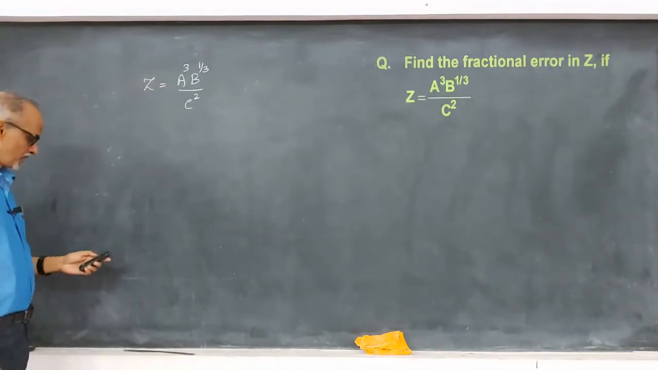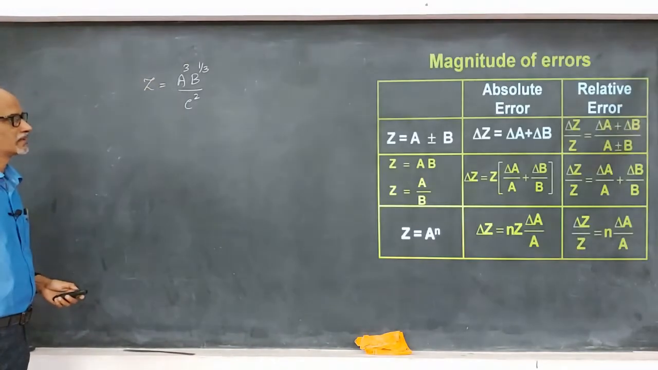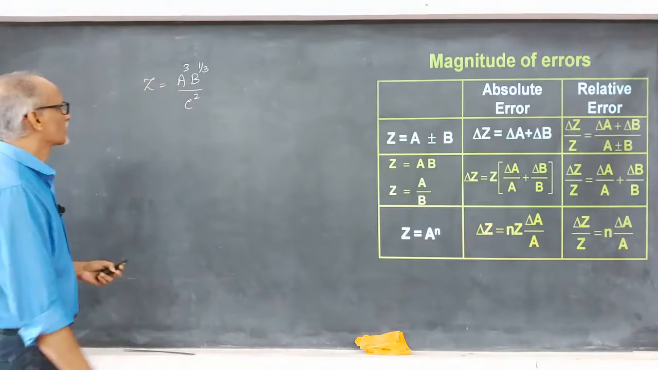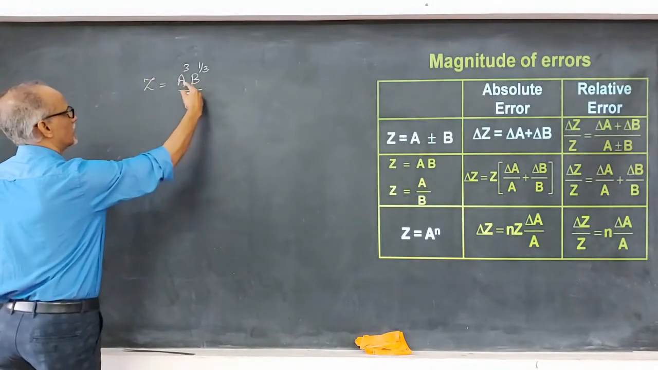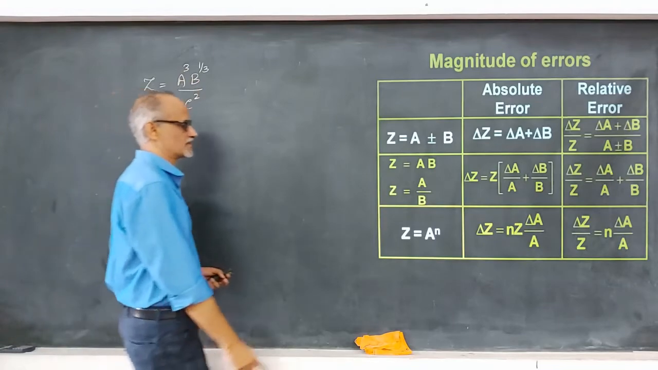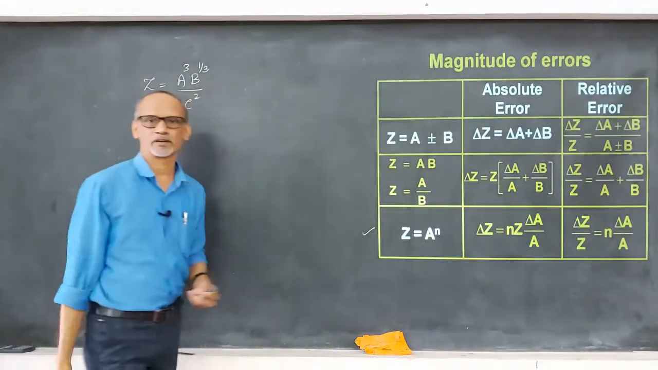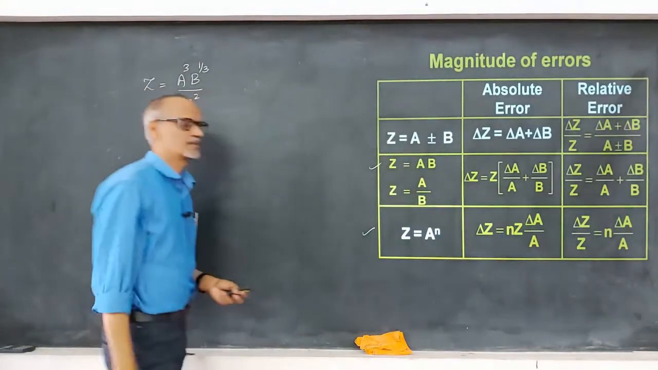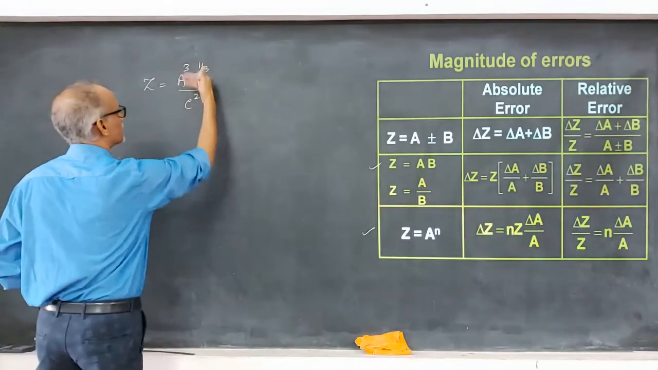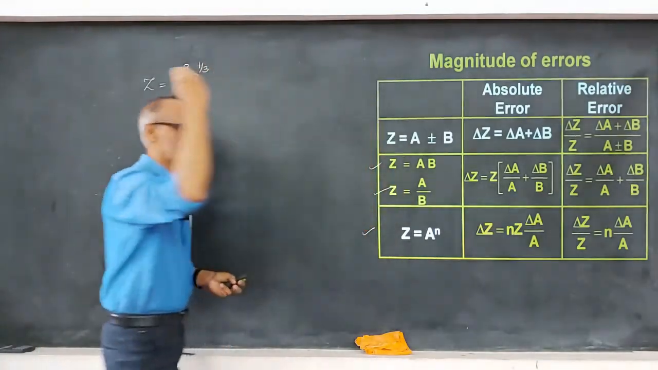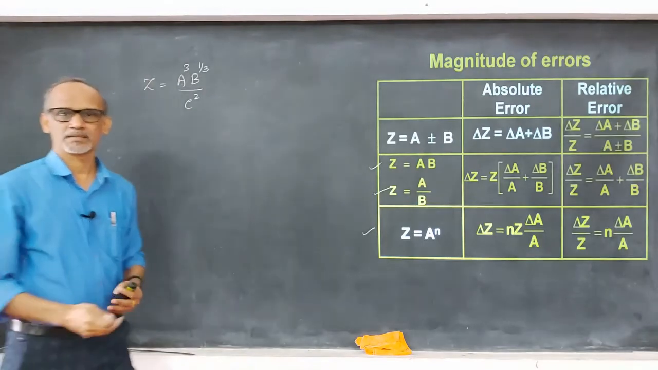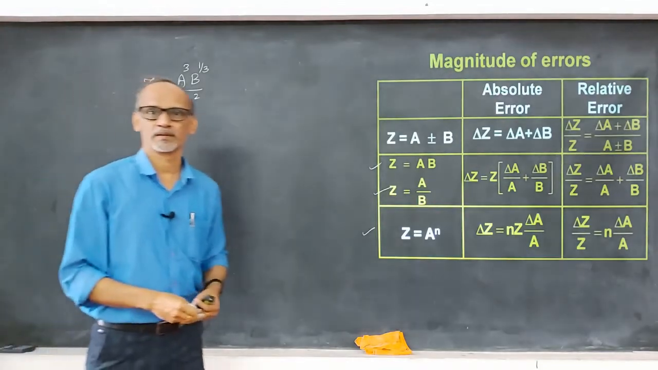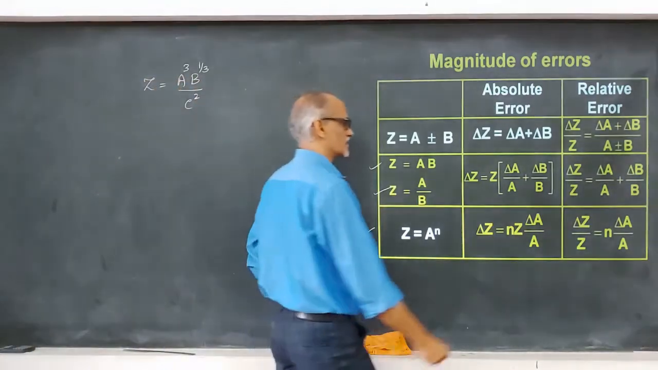I will go back to the table so that you can make use of the formula. Check this here. A cube, that means I have to use this formula, Z is A to the power n format. A into B, I have to use this too. Then there is a division, correct? I have to use this. And they have asked, what is the fractional error? Find the fractional error. So fractional error means I have to use these formulas.